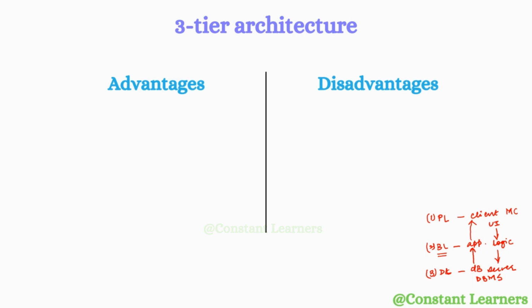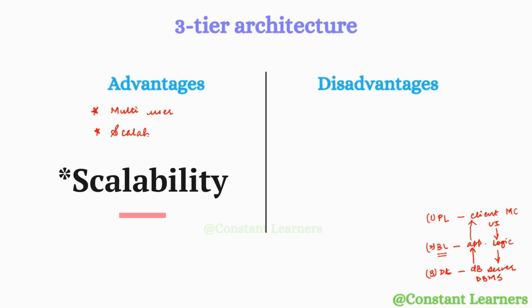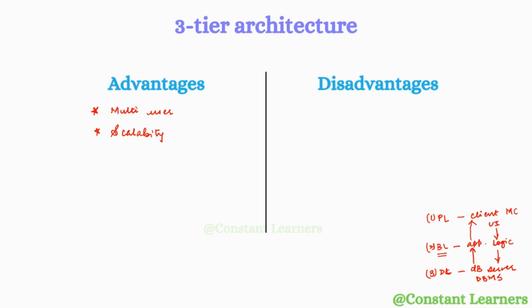All right. Now the advantages of three-tier architecture. The first advantage is that multiple users can simultaneously access the database. That is, concurrent access is possible. Thus, the problem of scalability has been reduced. That is, in two-tier architecture, scalability was not possible, but in three-tier architecture, it is very easy because multiple users can simultaneously access the data in the database.